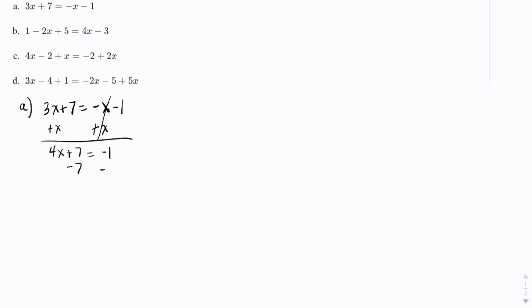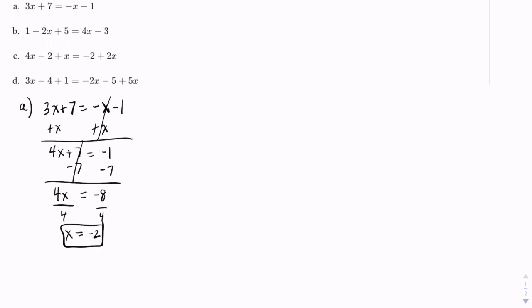Then I subtract 7 from both sides, right? Properties of equality. They cancel. Negative 1 and negative 7 is negative 8. And then I'll divide both sides by 4, and I'll get x equals negative 2, right?